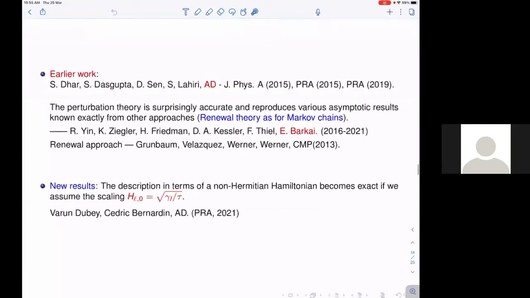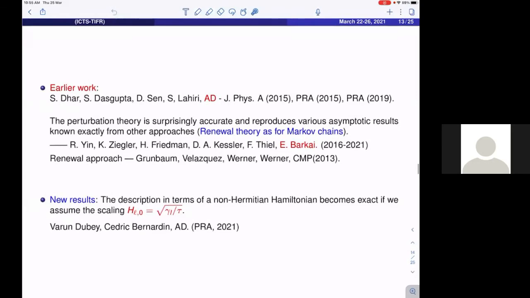Okay, so in some earlier work, what we found is that this perturbation theory is actually surprisingly accurate. This simple lattice model that I talked about, you can just study numerically. It's very easy to evolve it and then do these repeated projective measurements. And you can compare them with what you get from this non-Hermitian description. And what we found is that they give surprisingly accurate results.